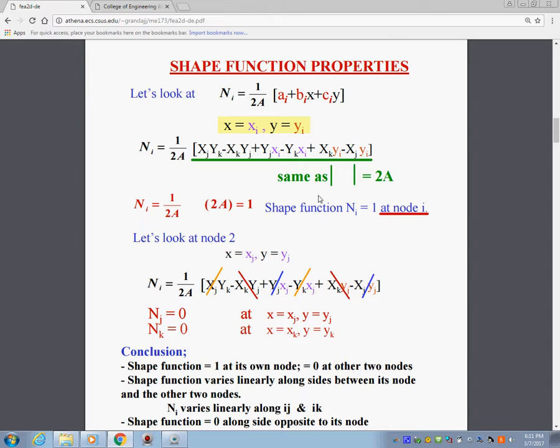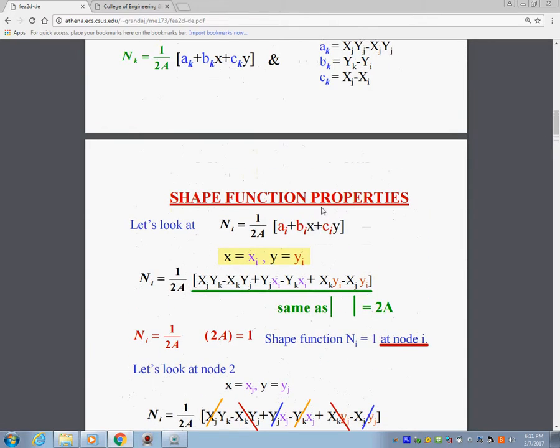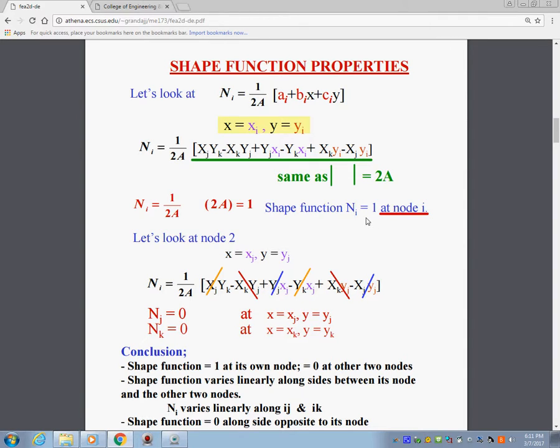So this is 2A in the denominator. If we evaluate the shape functions at x equal to x sub i and y equal to y sub i, and then at x equal to x sub j and y equal to y sub j, if you do this, you're going to see that the shape function expression, this one right here, has a value of 1 at its node, and it has a value of 0 at the other two, like you see here. N sub j and N sub k are 0 at the other two.